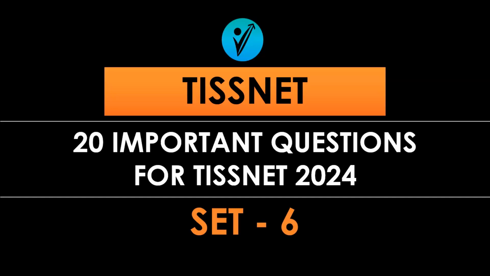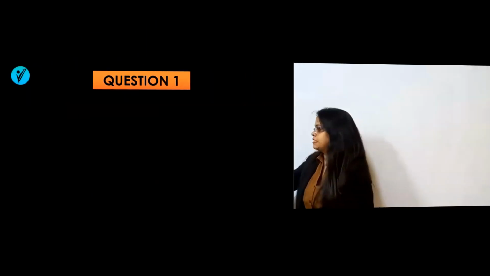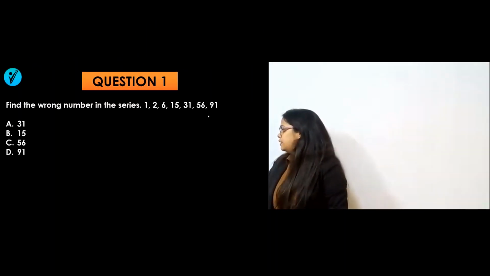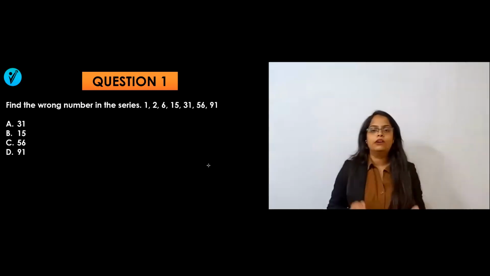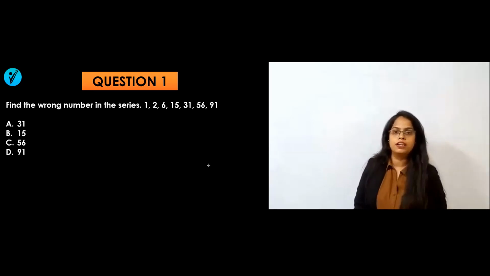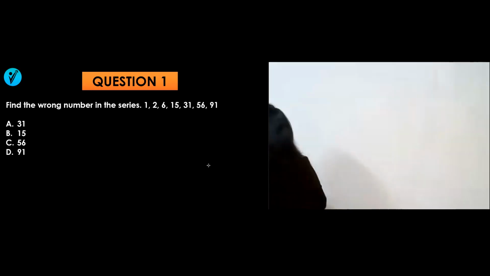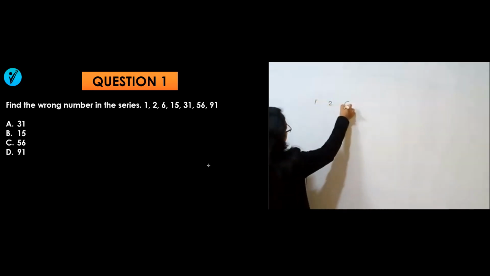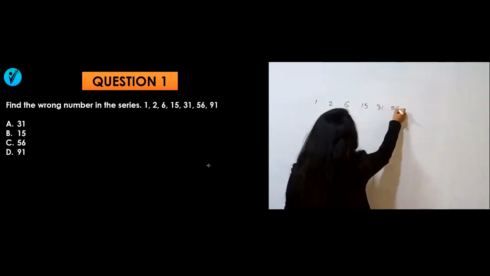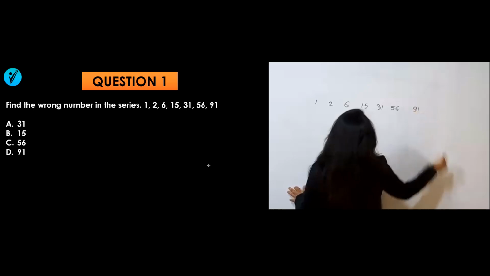Without wasting any time, we will directly jump towards the questions. You can see your first question on the screen. Let's try to solve it. In this question, they are saying to find the wrong number in the series. The series is given, and we have to find the wrong number. Let's see what they have given in this series: 1, 2, 6, 15, 31, 56 and 91.